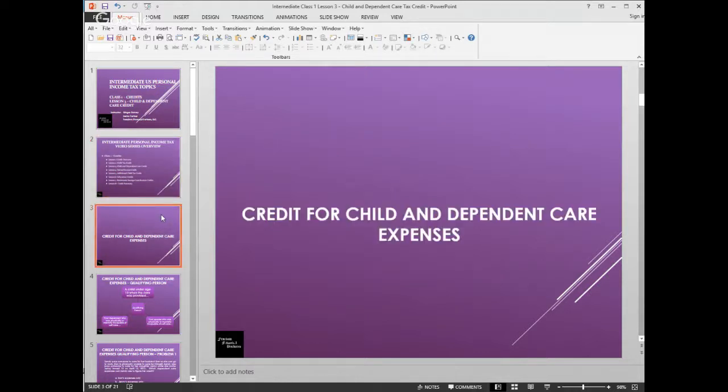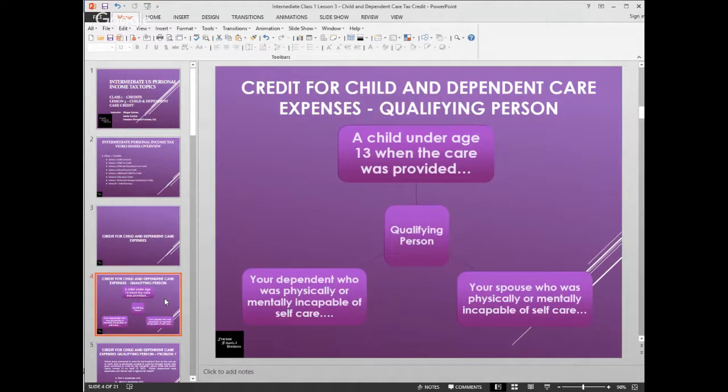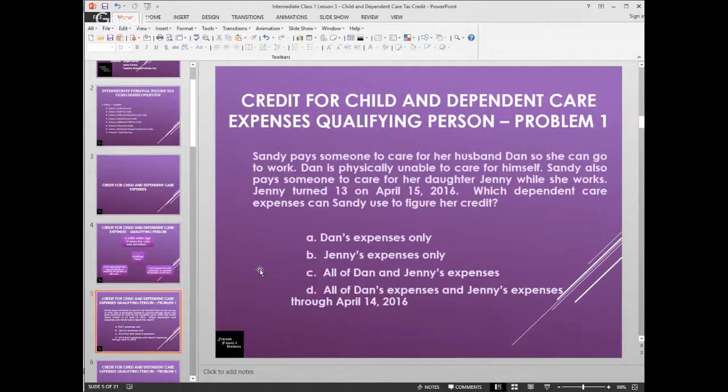So here we're talking about the credit for child and dependent care expenses. You need to have a qualifying person in order to claim the child and dependent care expenses. So the first thing is the qualifying person. That person must be a child who's under age 13 when the care was provided, your dependent who is physically or mentally incapable of self-care, or a spouse who's physically or mentally incapable of self-care. So there is that requirement for the credit to be valid. You do have to have a qualifying person for whom the care was administered.